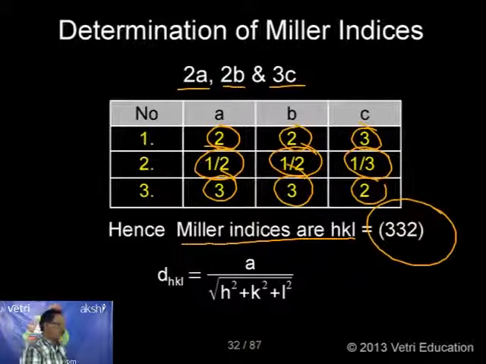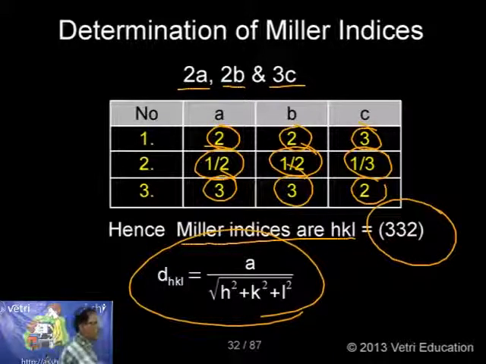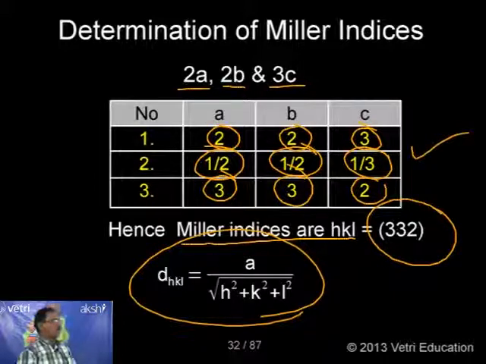So this plane is called the 3, 3, 2 plane, and d hkl is generally represented by a by root of h square plus k square plus l square. So this is one specific example, where the plane cuts all 3 axes.